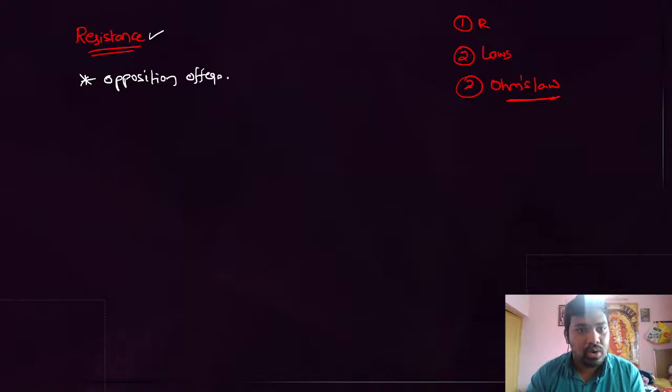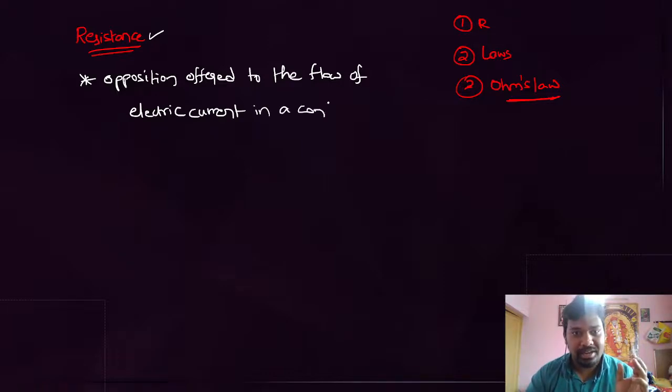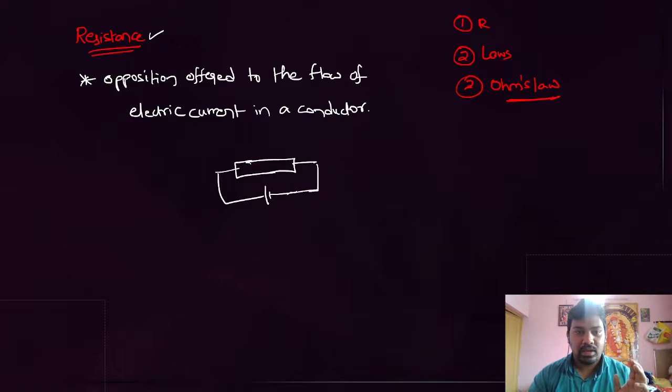offered to the flow of electric current, right? So generally, let me take this as a conductor. And whenever we give a voltage source, current starts flowing, right? Current will be flowing from the positive terminal to the negative terminal, right?